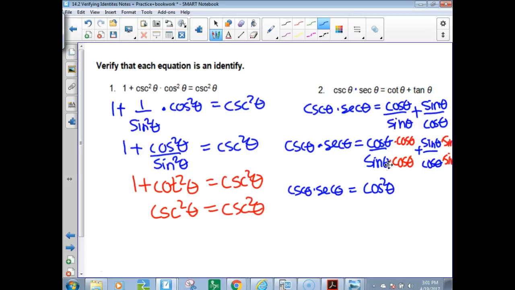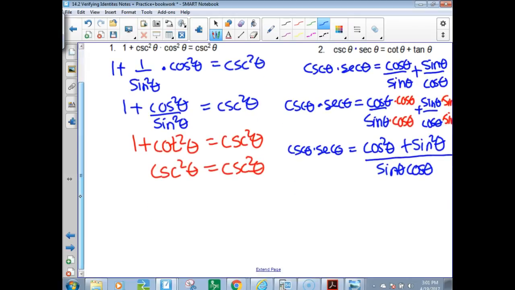The bottom, guys, this is the common denominator. Sine, cosine, plus, I'm adding the fractions. Sine times sine is sine squared. Okay. Somebody see something we should do now? The top equals 1.